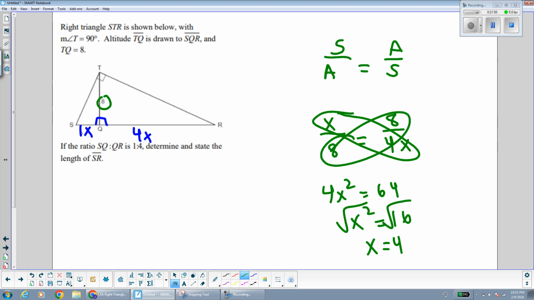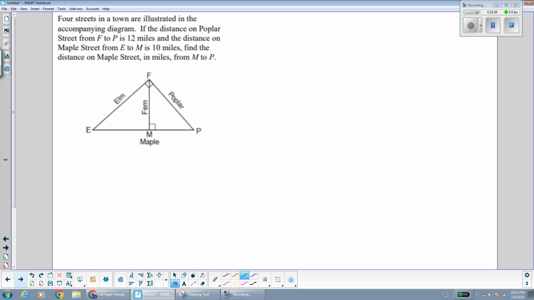So that means SQ is 4, and QR is 4 times 4, which is 16. So together, 16 plus 4 is 20. So the length of SR is 20. Once again, make sure you read the questions carefully.